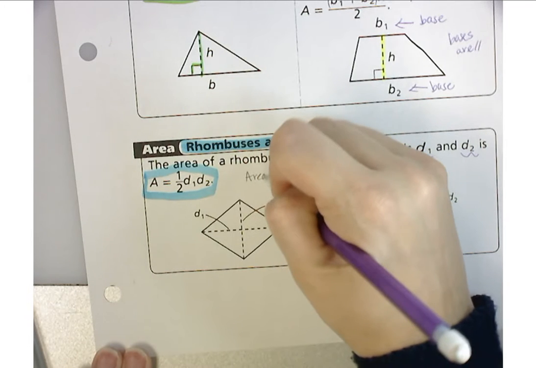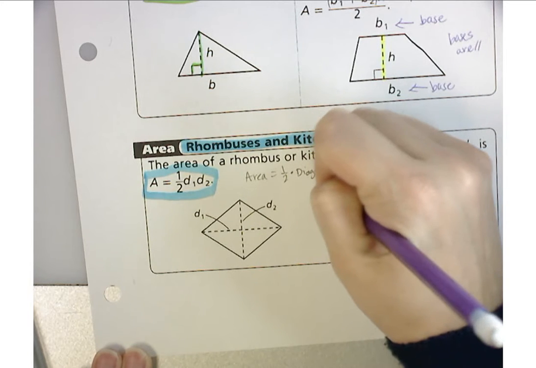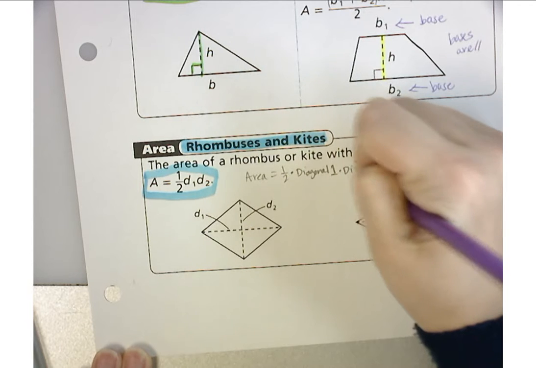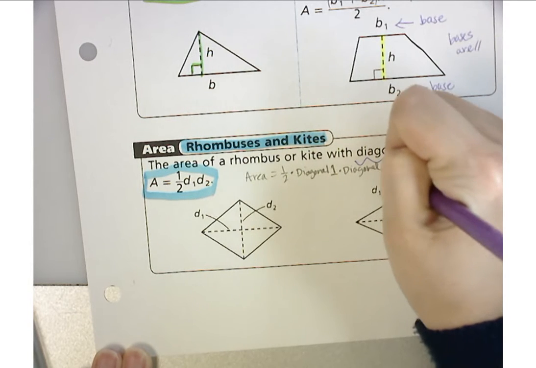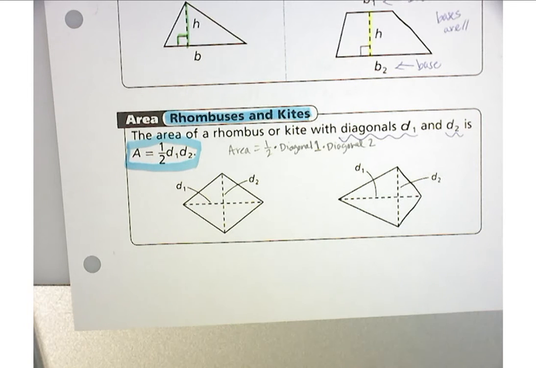So the area equals 1/2 times diagonal 1 times diagonal 2. And again, it doesn't matter which one you call d1 and d2. It's there because they're both going to be multiplied together. So if you flip those, that would be okay.